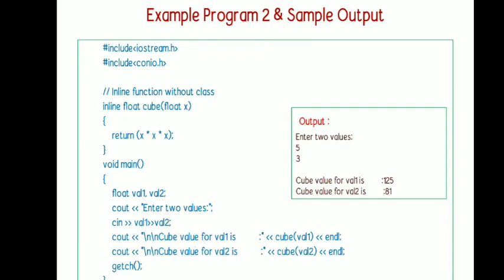We are giving the first value 5. This value is passed to val1. Then the second value we give 3. This is passed to val2. Then this statement will display the cube value of val1 is 5 into 5 into 5, so it is 125. Then the next statement, cube value of val2 is 3 into 3 into 3. This is 81. So we will get the result like this.